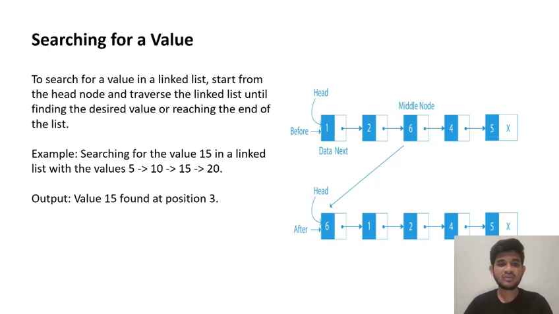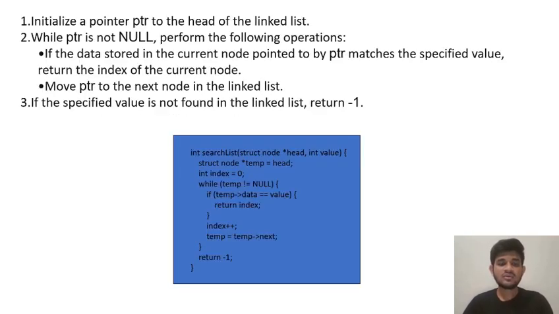To search for a value in a linked list, start from the head node and traverse the linked list until finding the desired value or reaching the end of the list. In order to search in a list, first we should initialize a pointer PTR to the head of the linked list. While pointer PTR is not null, perform the following operations.